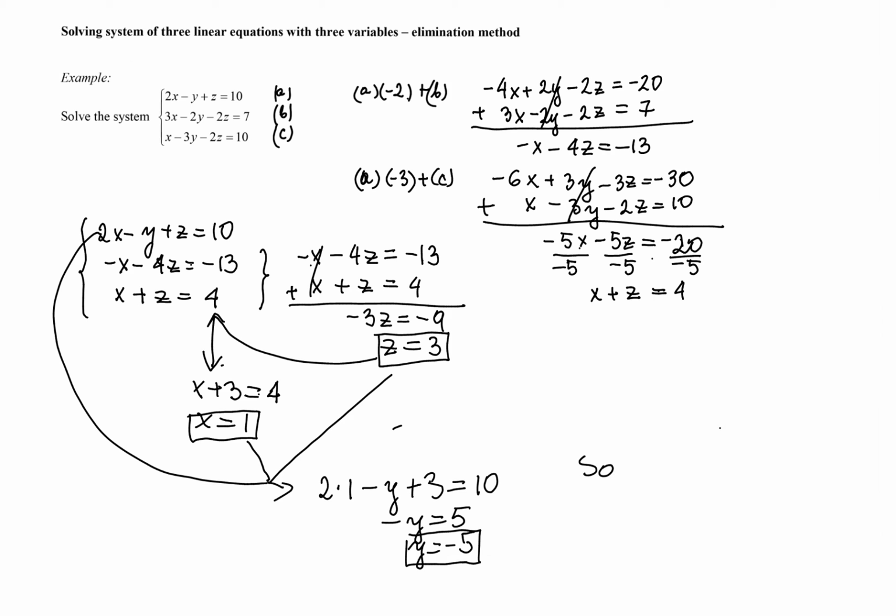We have our numbers, and therefore we can say that the solution of that system of 3 equations with 3 variables is a triple of numbers. x is equal to 1, y is negative 5, and z is 3.